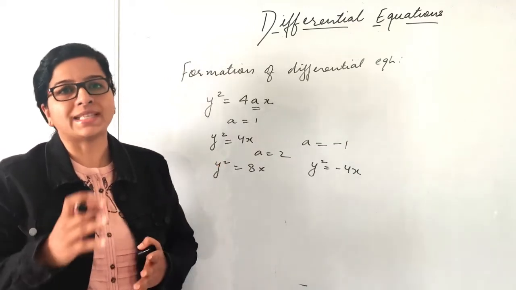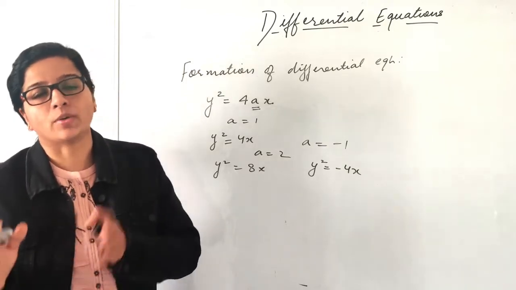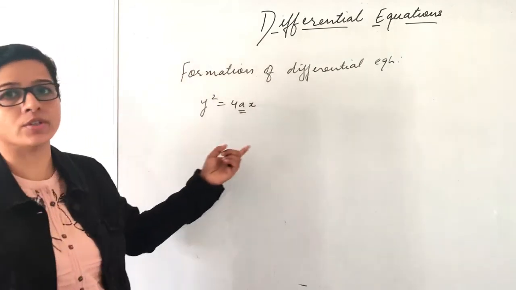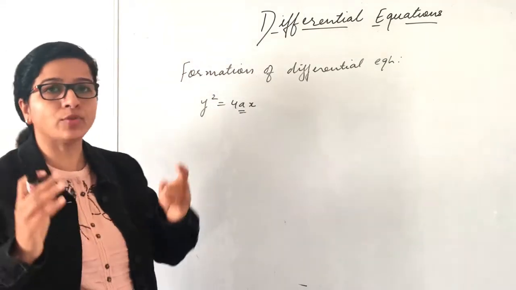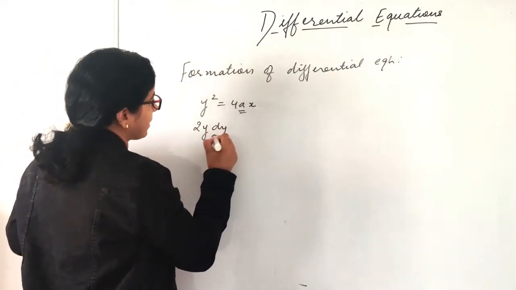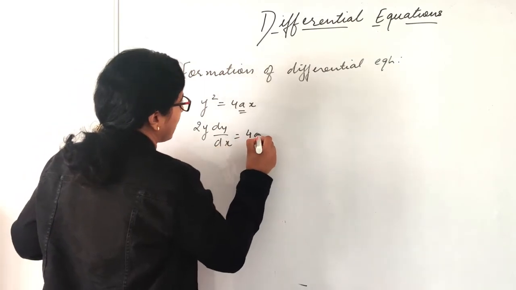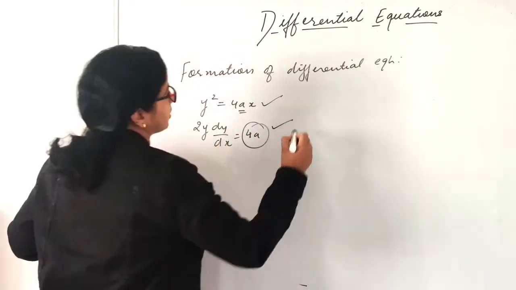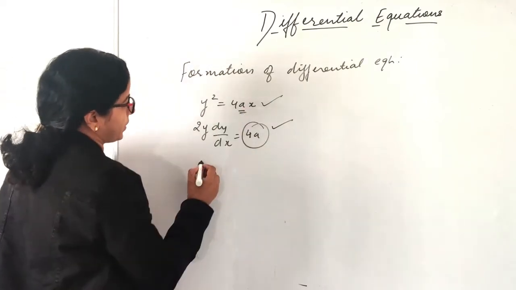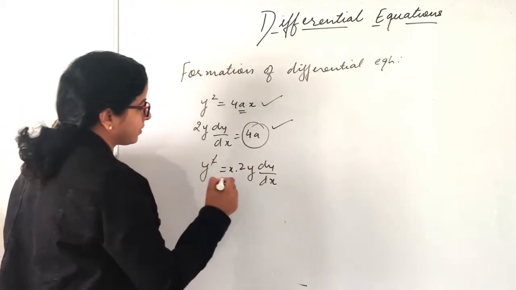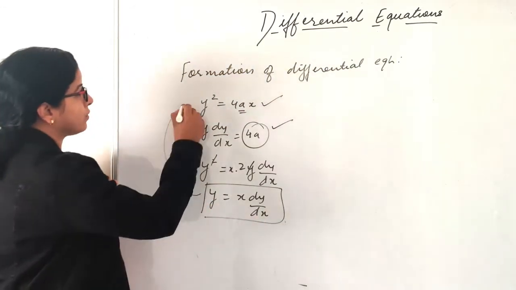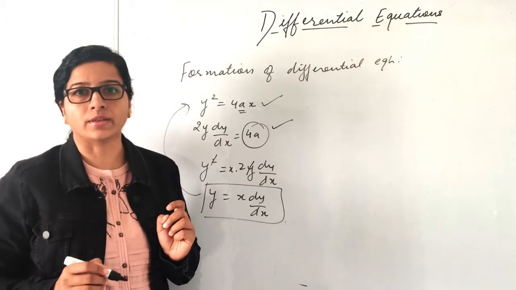So let us take 1 or 2 examples and understand how to form the differential equations. Say for example, I have an equation of a parabola and I know I have one arbitrary constant here, a, right? So it means I have to differentiate this given equation one time only. So 2y dy by dx equals to 4a. Now I have to remove this 4a using these two equations, right? So what I will do, I'll substitute the value of 4a in this equation. Okay? So this is my required differential equation for y square is equal to 4ax, right?